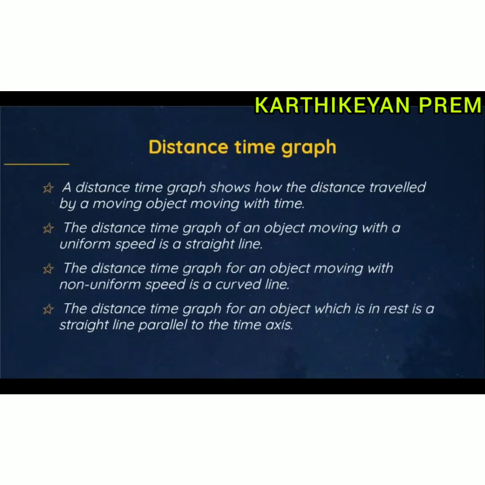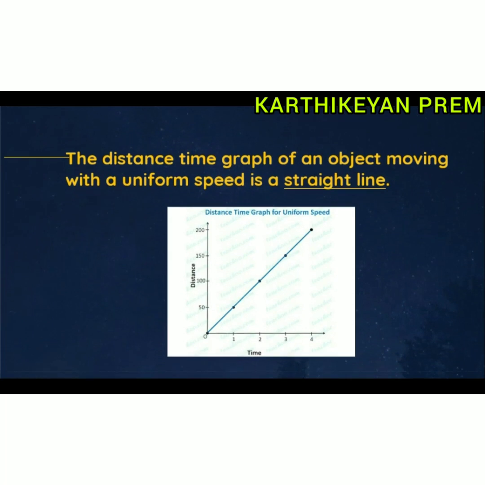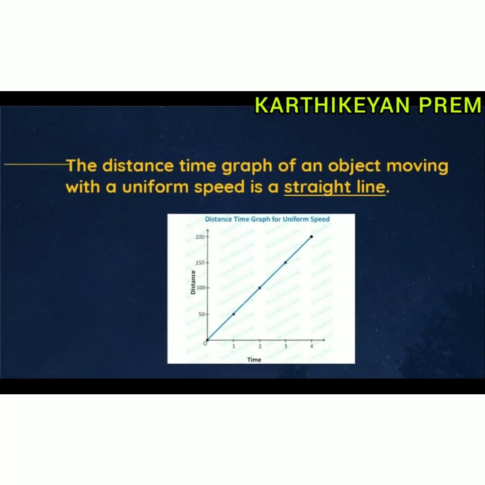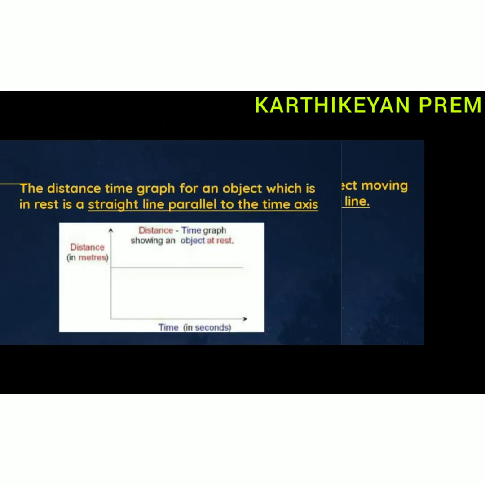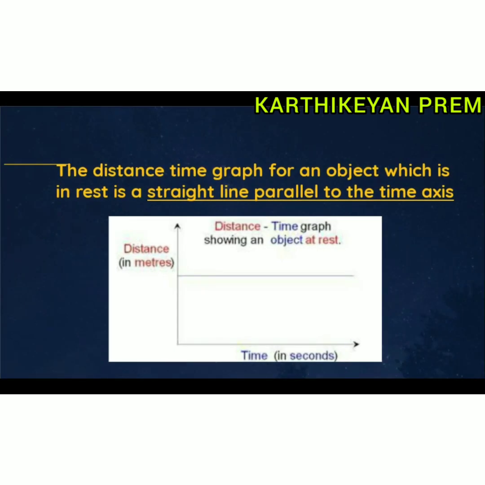Distance time graph. A distance time graph shows how the distance travelled by a moving object changes with time. The distance time graph of an object moving with uniform speed is a straight line. The distance time graph for an object moving with non-uniform speed is a curved line. The distance time graph for an object which is at rest is a straight line parallel to the time axis.